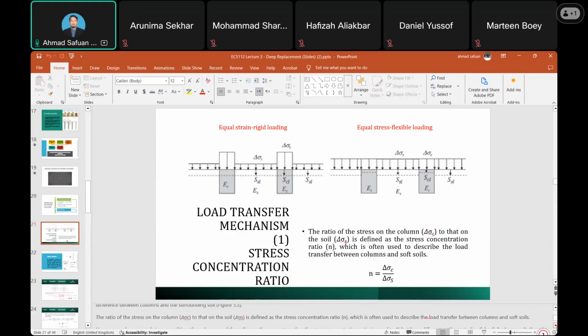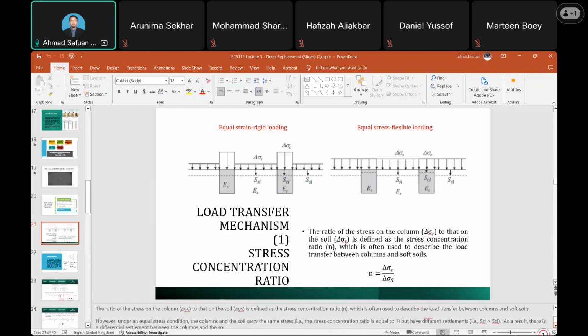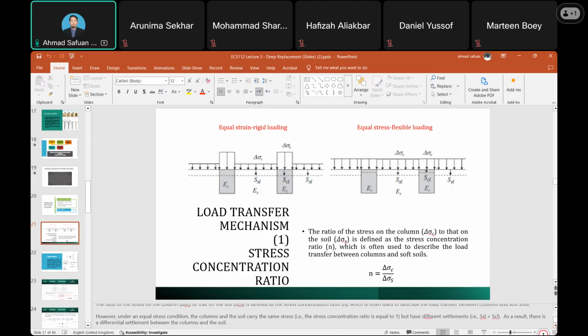The ratio of the stress on the column to the soil is defined as the stress concentration ratio, which is often used to describe the load transfer between the column and subsoil. However, under equal stress conditions, the column and the soil carry the same stress but have different settlement. As a result, there is a differential settlement between the column and the soil.